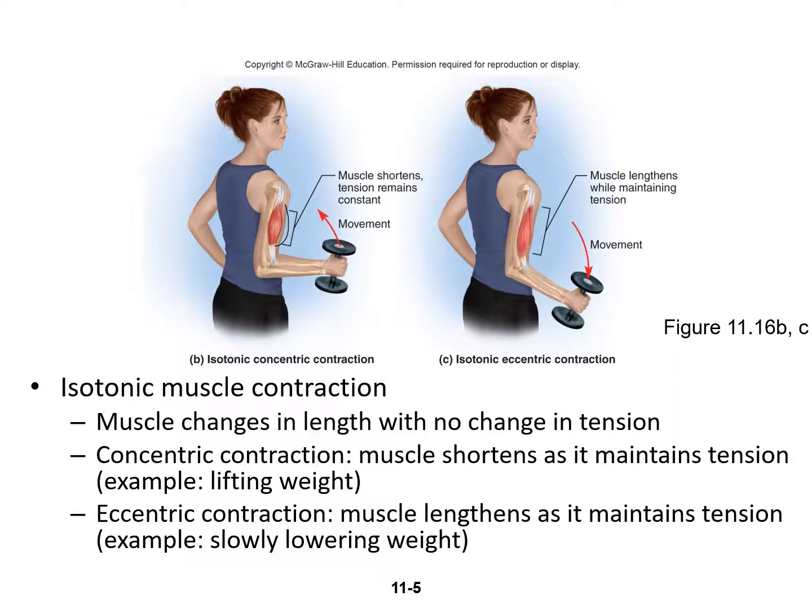And then an eccentric contraction is when the muscle lengthens as it maintains tension. An example of this would be when you're lowering a weight. So biceps brachii, again, you are having to maintain tension to avoid just dropping that weight, but the sarcomeres are largely lengthening.